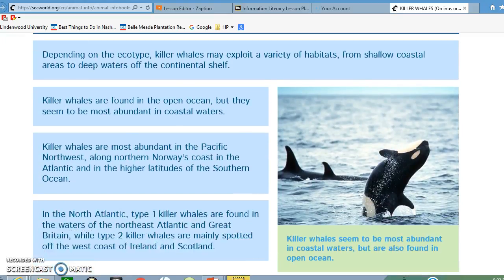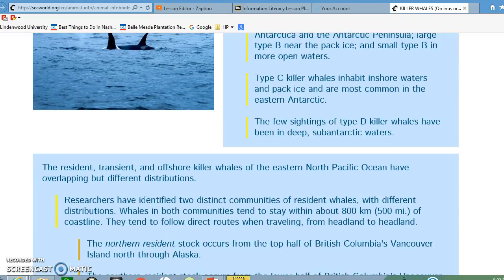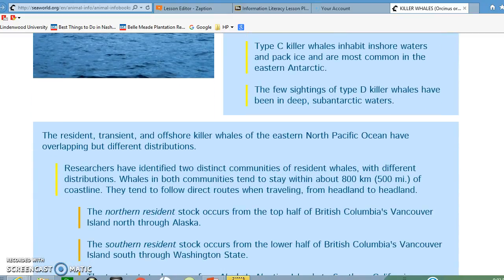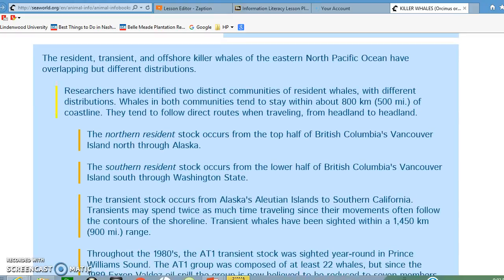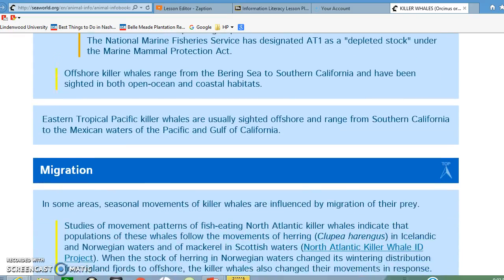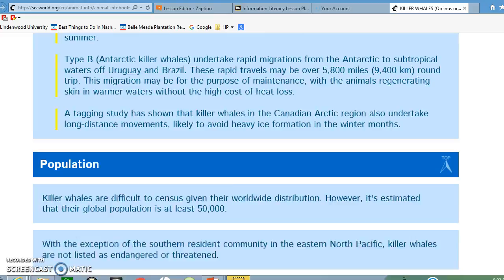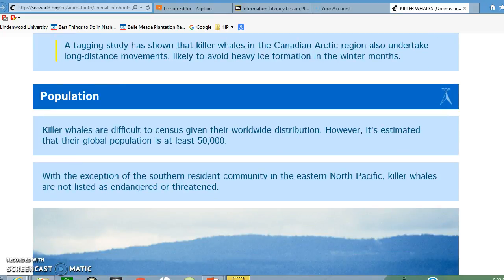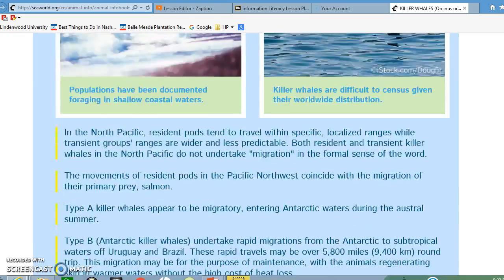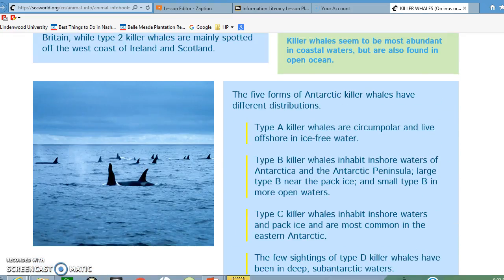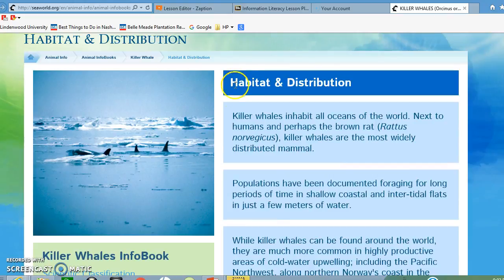Is it biased? We just looked and read some of it, but let's look again, to see if anywhere in here is telling us an opinion, or if it's just stating facts. We want stuff that just states facts. So in some areas, seasonal movements of killer whales. It talks about migration, but it doesn't tell us anything that's biased. So no bias, so we're good with that. Relevant. I know habitat is in our paper, so it is relevant, so we're good on that.